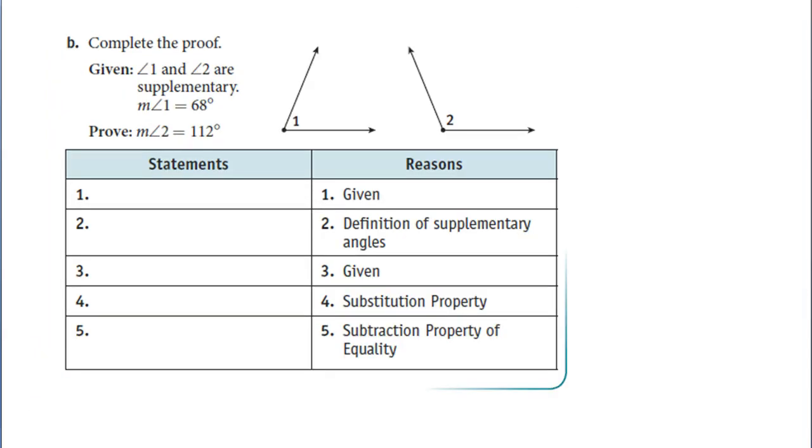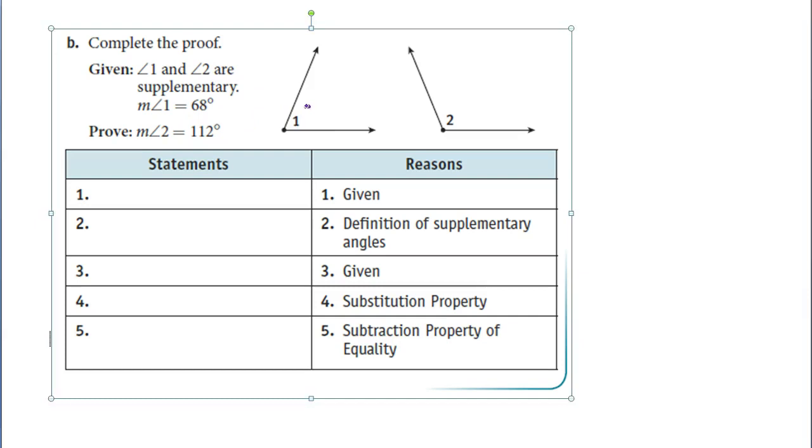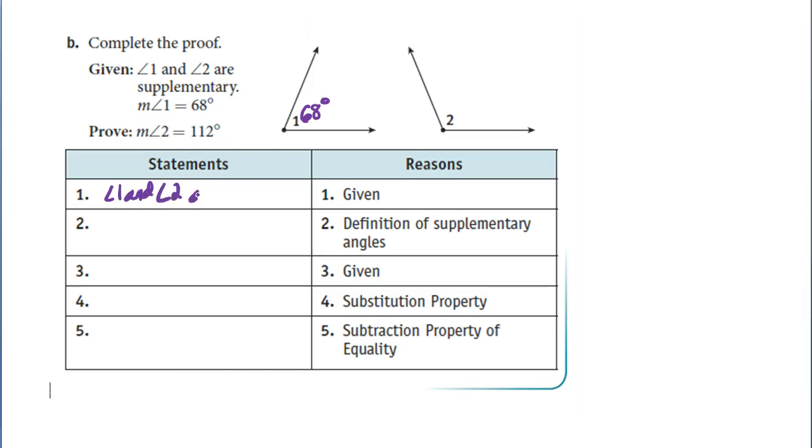And here's another example. This time it's the statements that are missing. So given that angle 1 and angle 2 are supplementary, and that angle 1 is 68 degrees, let's prove that angle 2 measures 112 degrees. Okay, so the first statement has to go with the word given. And so look up here at what's given. Angle 1 and angle 2 are supplementary.